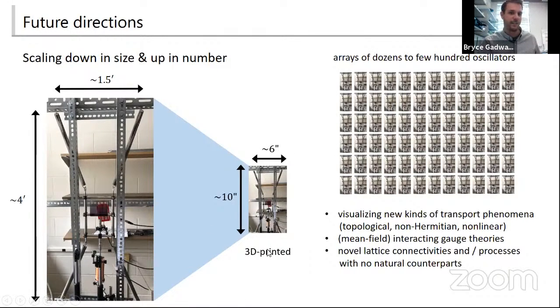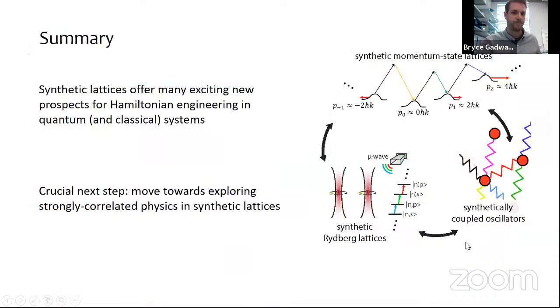Okay, so the plan is to scale this up to sort of hundreds soon, kind of scaling down first in size, and then 3D printing and scaling up, and trying to study some weird physics, all very classical, but maybe some interesting lattice systems and interacting gauge theories in these mechanical systems.